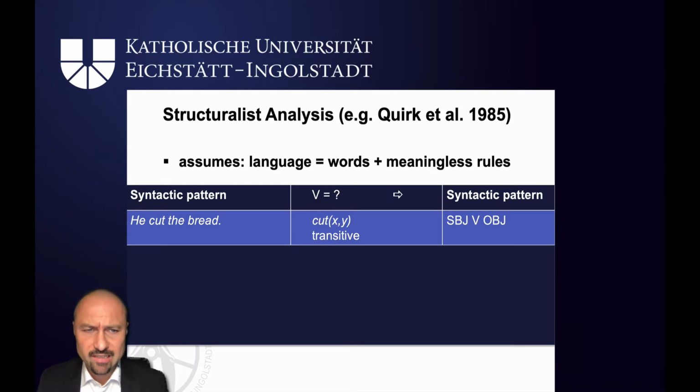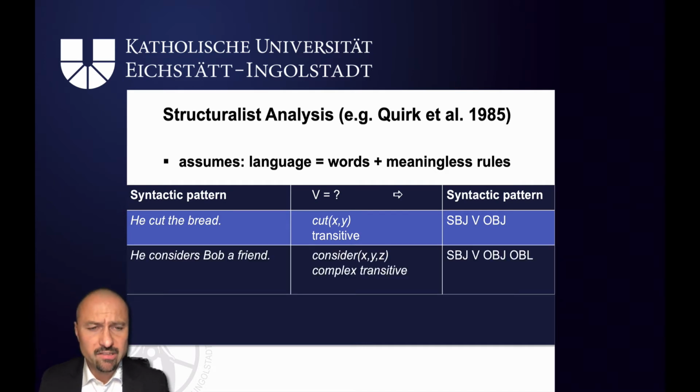Let's have a look at the sentences in the table. So say you have the syntactic pattern, he cut the bread. Now cut involves a cutter and something that is cut, an agent and a patient, however you want to call the semantic roles. It's a transitive verb. The syntactic pattern which is linked to that is subject, verb, object.